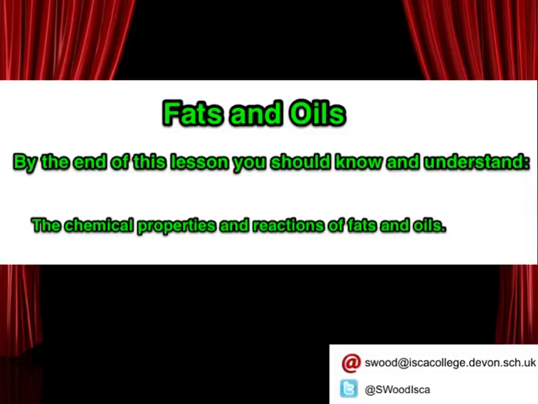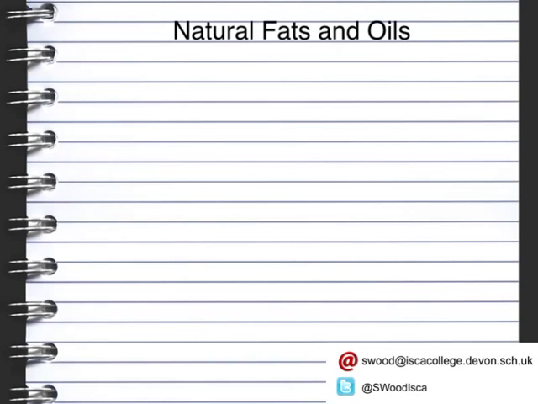So let's have a look at our objectives for our lesson on fats and oils. By the end of this lesson you should know and understand the chemical properties and reactions of fats and oils. Fats and oils occur naturally. They have a chemical functional group known as an ester group. Natural fats and oils can be found in plants and in animals.